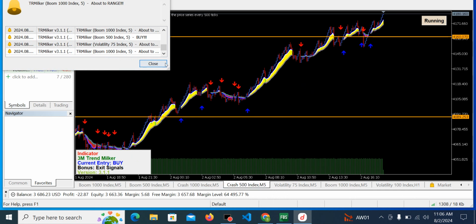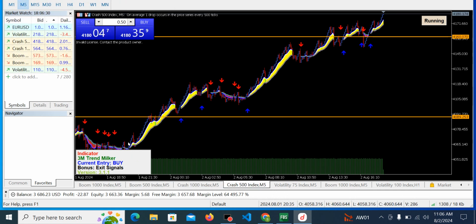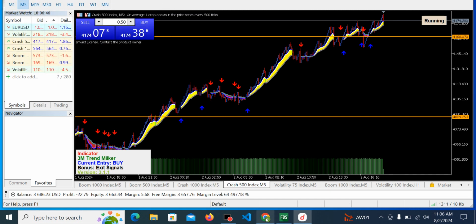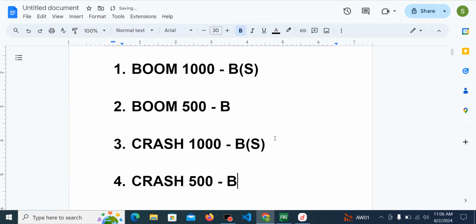Okay, next asset is going to be Crash 500. It started an uptrend right from here. You can see the yellow flag. It kept on buying and buying, broke out around this resistance zone, and got to a new resistance and broke out from there also, and it has got into another new resistance zone. If it breaks out from there, it will keep on buying. If it does not, it will go back on a downtrend, but for now it is still buying.